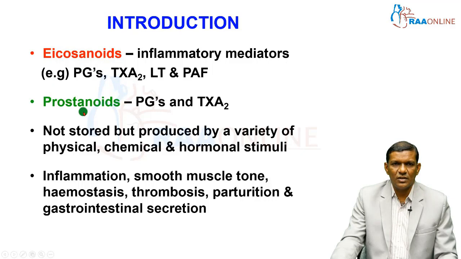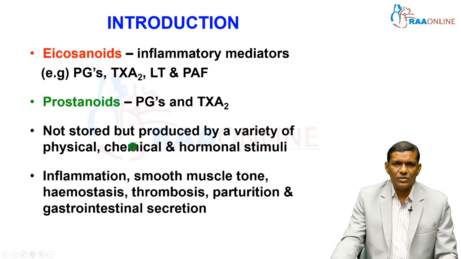The prostaglandins and thromboxane A2 belong to the prostanoids. The leukotrienes and platelet activating factor don't come into this, because only the prostaglandins and thromboxane A2 are synthesized from the arachidonic acid pathway through the COX enzyme. That is why they are called prostanoids. Whereas leukotrienes are formed through a different pathway, the lipoxygenase pathway. So prostanoids comprise only prostaglandins and thromboxane A2, whereas eicosanoids include all four.